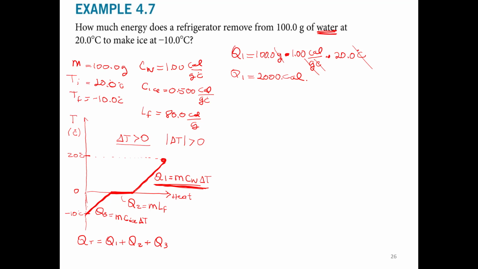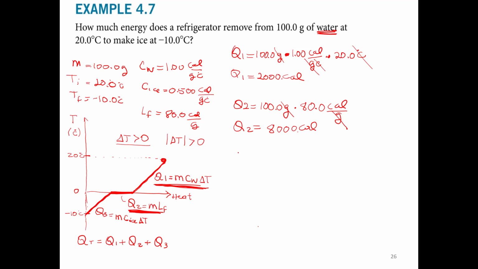And let's calculate the second one. Now let's calculate the second part. The mass of the water will be 100 grams times the latent heat of fusion, which is 80 in the case of water. Grams and grams cancel out, and then we have 8,000 calories.